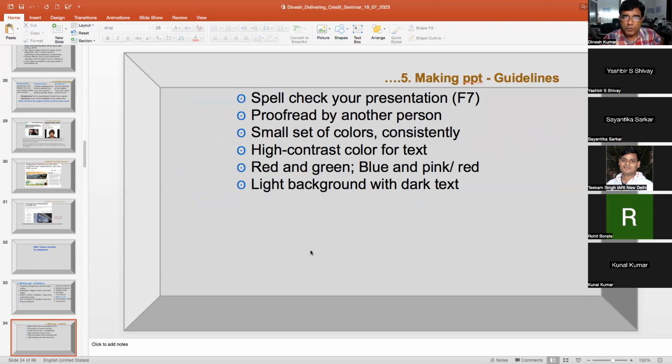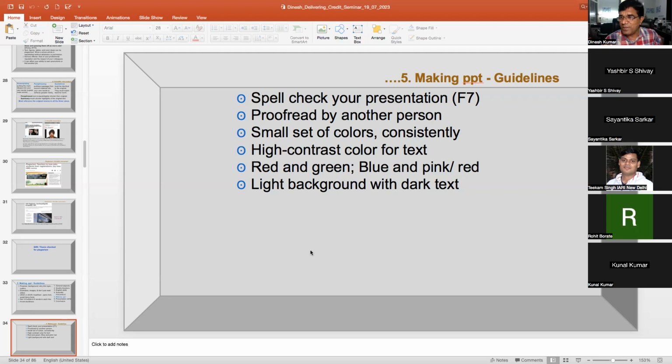These days, as I told you, there should not be any mistake. So you can check spellings also, like F7. Everybody knows how to check the spelling. If you use spell check, all kinds of mistakes can be removed. Proofread by another person. Give it to your colleague or peer or your chairperson or seminar committee, so that mistakes are removed.